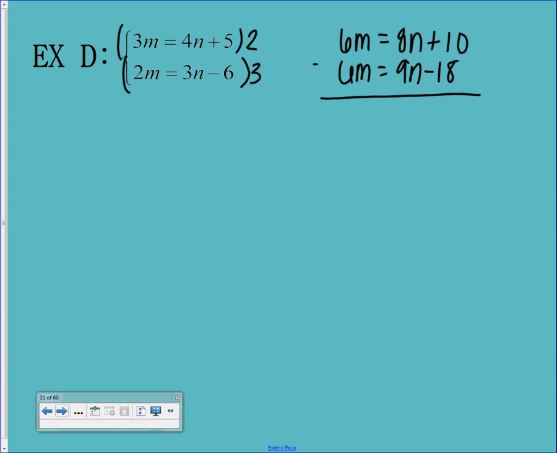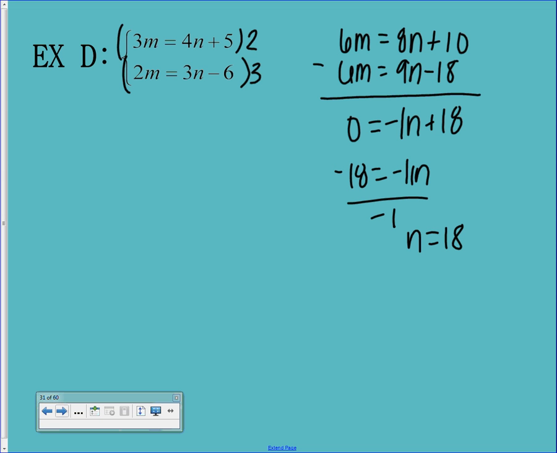So in order to get my m's to cancel, I would have to subtract. So that would give me 0 equals 8 minus 9, which is a negative 1n. Watch your signs here. 10 minus a negative 18 is a plus 18. Again, watching your signs really carefully here. So to solve for n, I would subtract 18. So I'd have negative 18 equals negative 1n. Divide by negative 1, and n would equal 18.